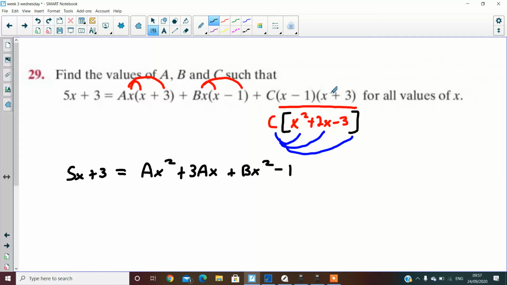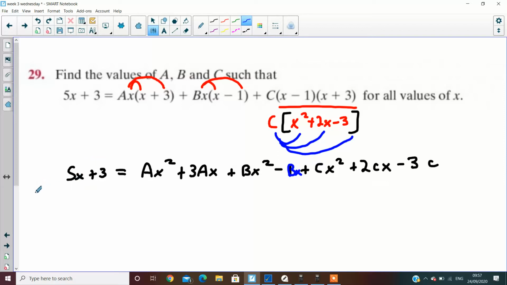Multiply x minus 1 by x plus 3, you get x squared plus 2x minus 3, then multiply it by c, and you should get cx squared plus 2cx and minus 3c. Now, I'm going to add in a little trick to the left. Anybody care to tell me what my trick is? Oh, sorry, it's minus bx, my fault. Bx squared and then minus bx. Good man, Dooley. All right, we good?